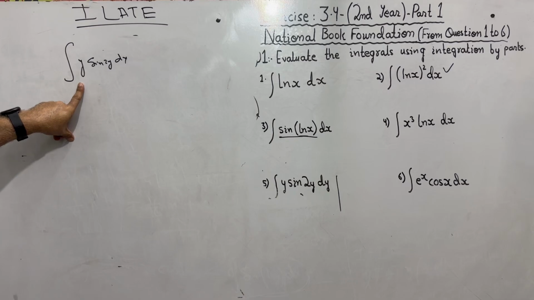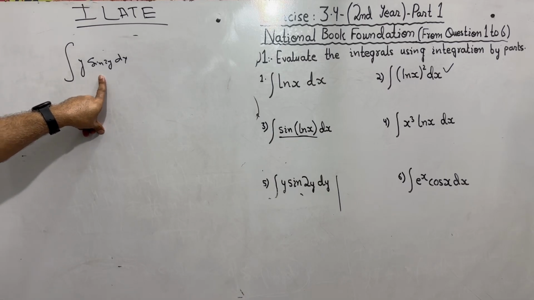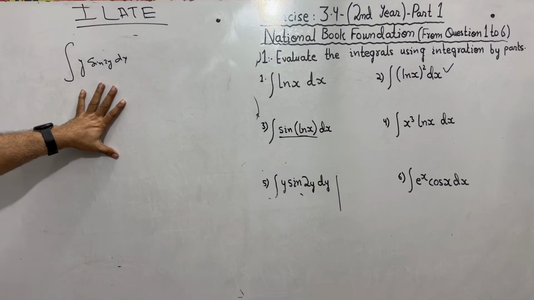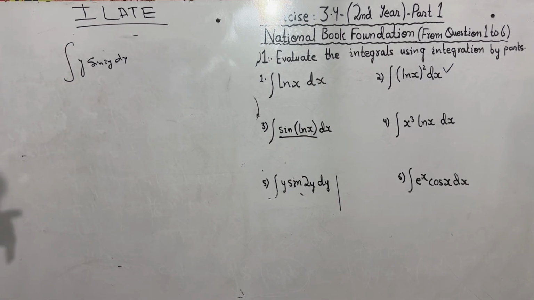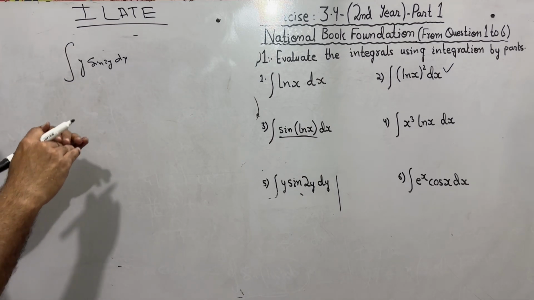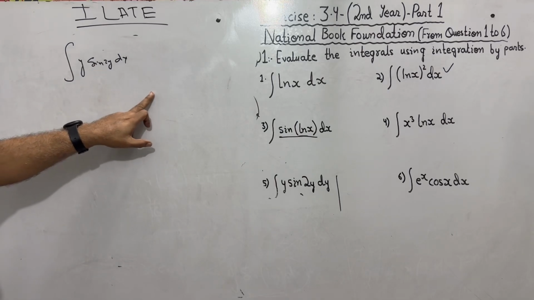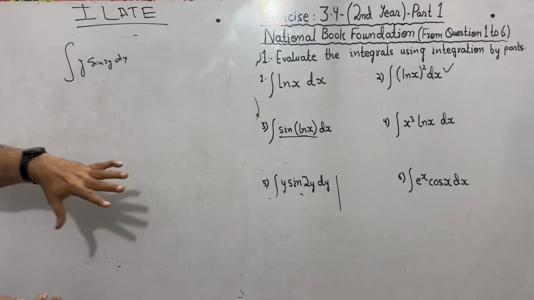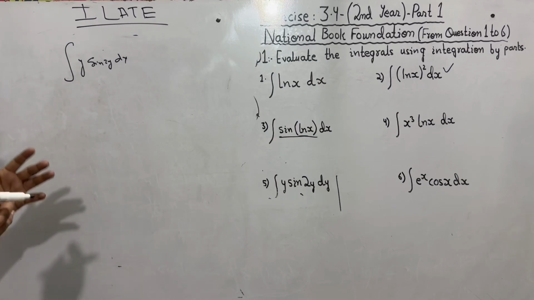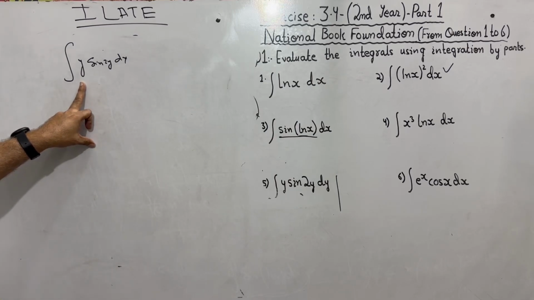Integration of y is y square over 2. Integration of sine is negative cos. So integration of both functions is known. Then we have to take the first one whose derivative diminishes or decreases. If we take sine, sine cos minus sine cos, alternating and so on. Take y the first one.